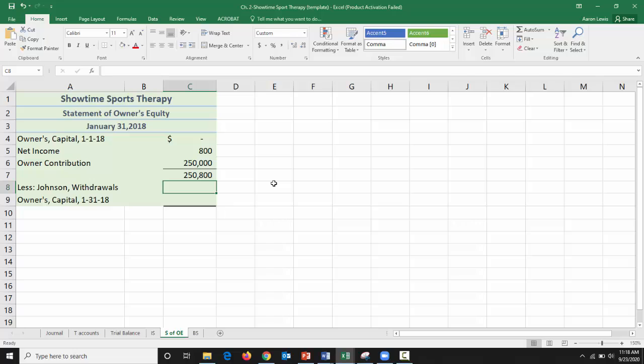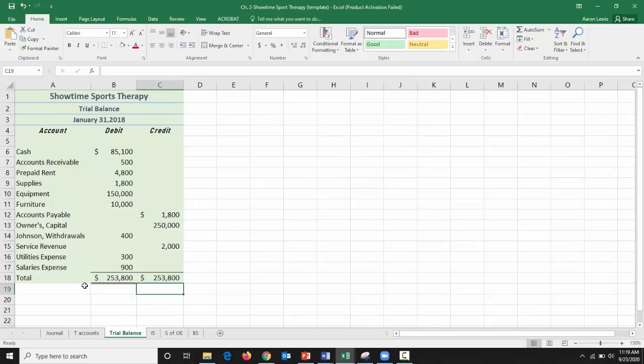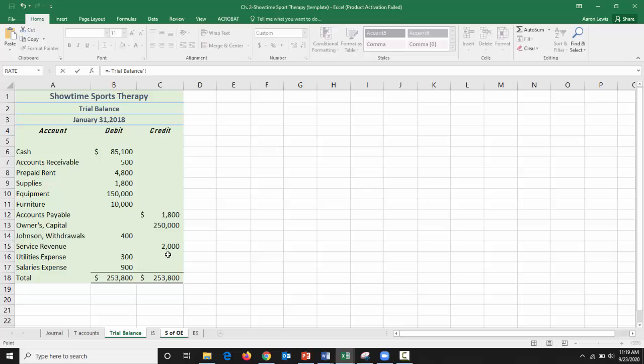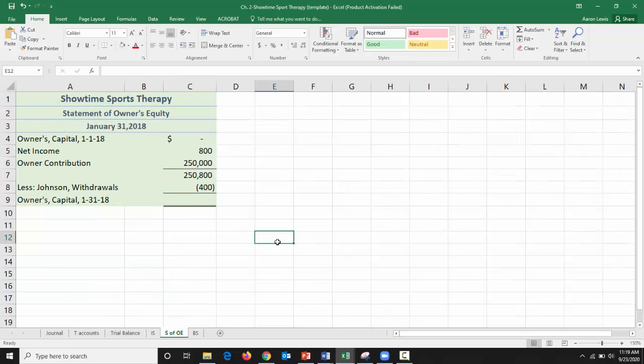If no money was removed from the business during the period, that would have been the worth of our business. But we did have money come out. Our owner withdrew funds, and if we go on to our trial balance over here, we see that he withdrew $400 during the period. So what we're going to do here is subtract out that $400. In accounting lingo, when you are subtracting something like this $400, you put it in parentheses.